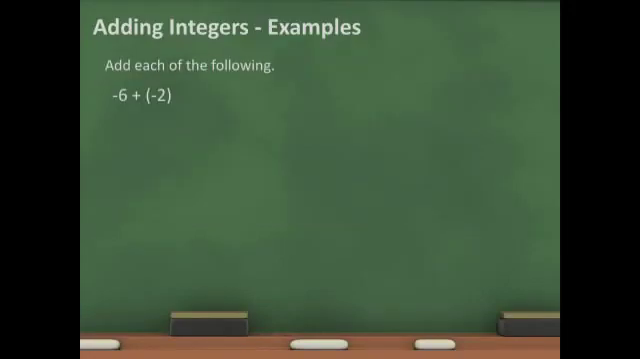Let's add -6 and -2. Both -6 and -2 have the same negative sign. We'll add 6 and 2 to get 8 and carry the negative sign. So -6 plus -2 equals -8.